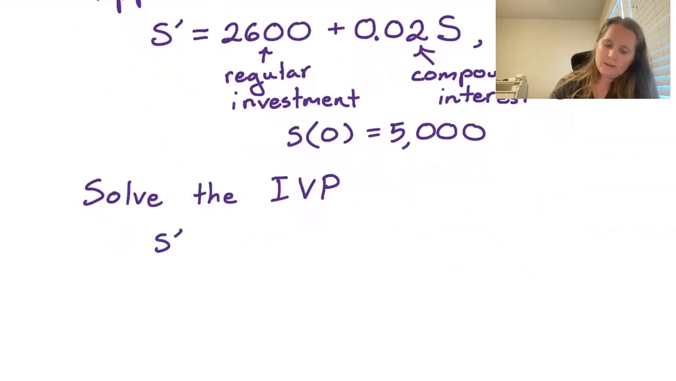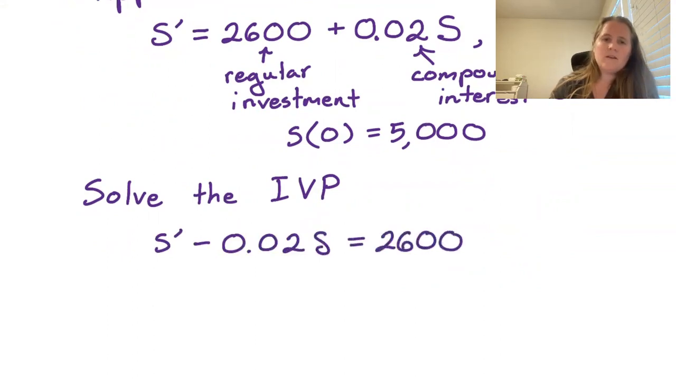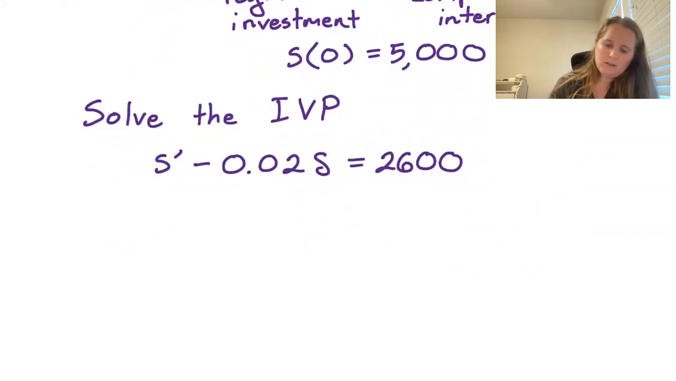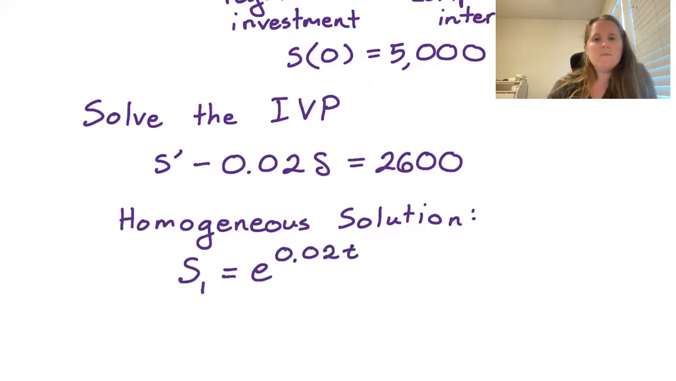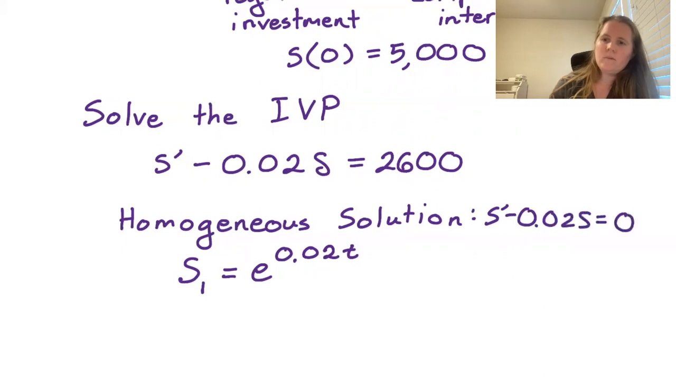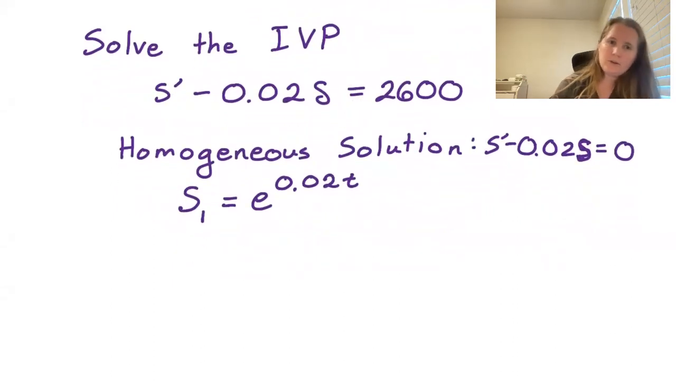So we rearrange this. We're looking at S prime minus 0.02S is equal to 2,600. We start off with a homogeneous equation. For the homogeneous solution, we have S1 should be equal to e to the 0.02t, right? If that right side were equal to 0, that would be our solution. And then from here, we can go ahead and do our variation of parameters.